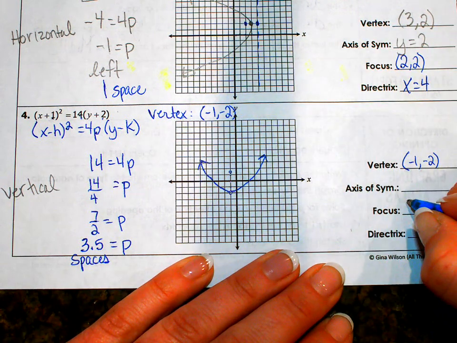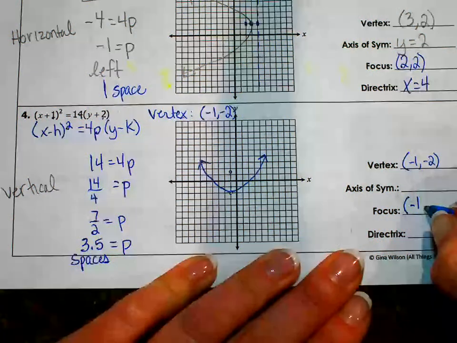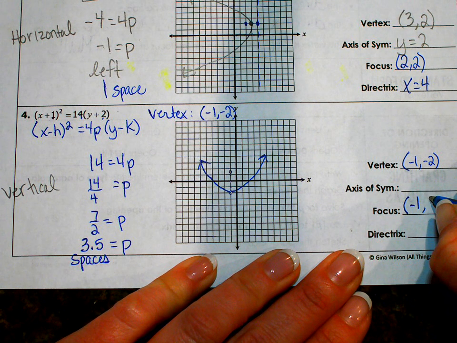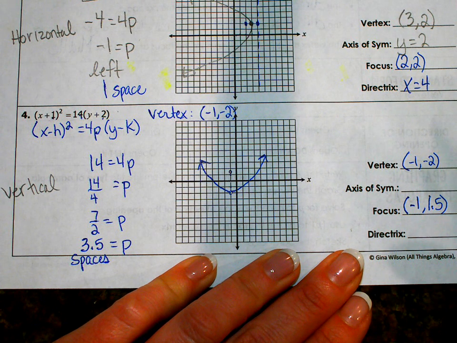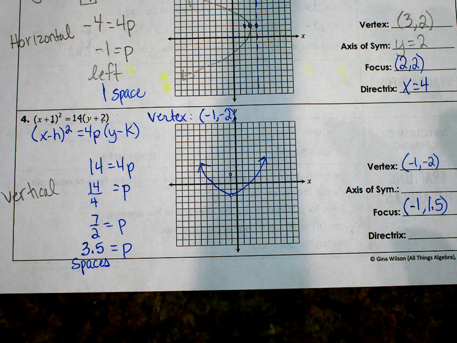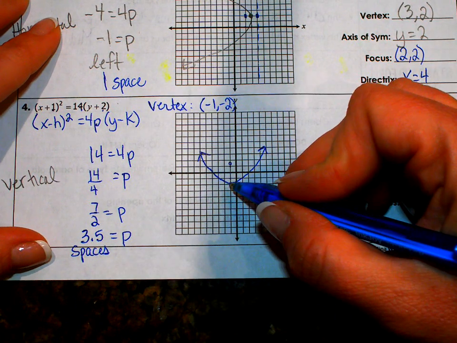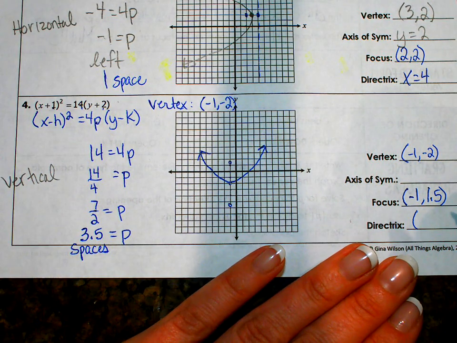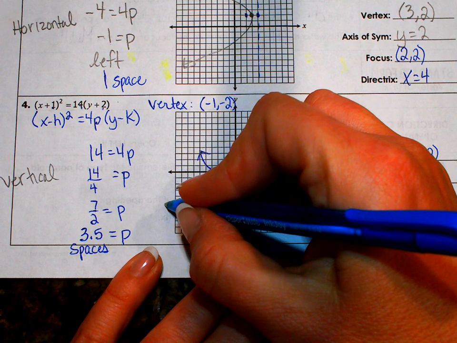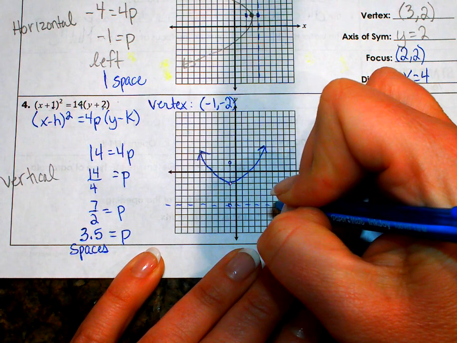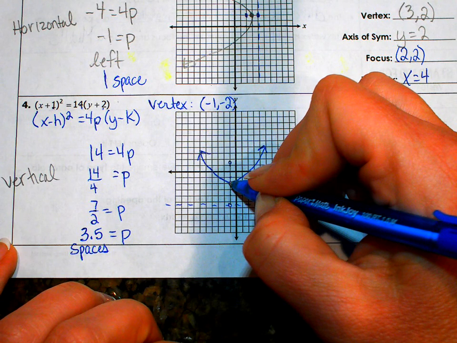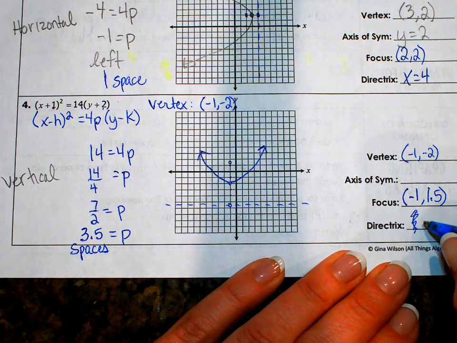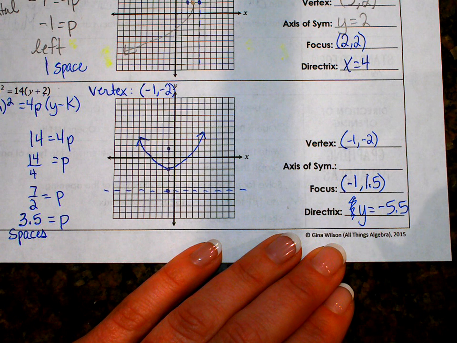Okay, my focus ordered pair is -1, 1.5. If instead of 1.5 you like putting 3 halves, you can. That's fine. Okay. Since we're on it, my directrix is going to go the opposite direction. 3.5. That ordered pair is at -1, -5.5. 5 and 1 over 2 is fine also.